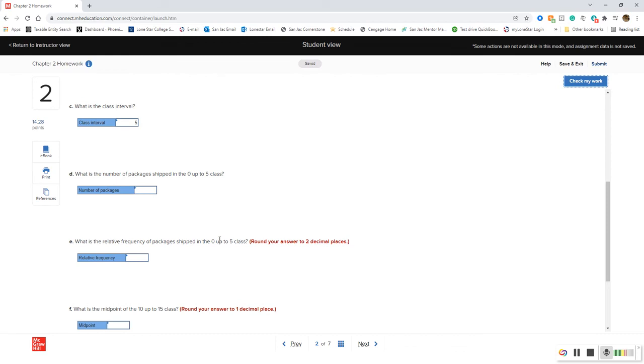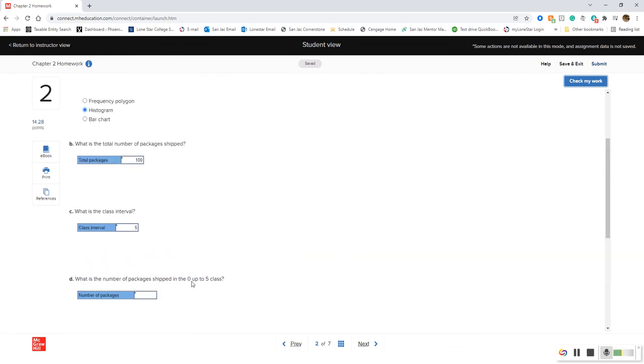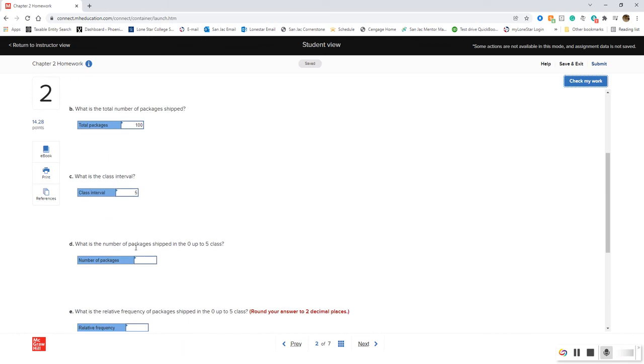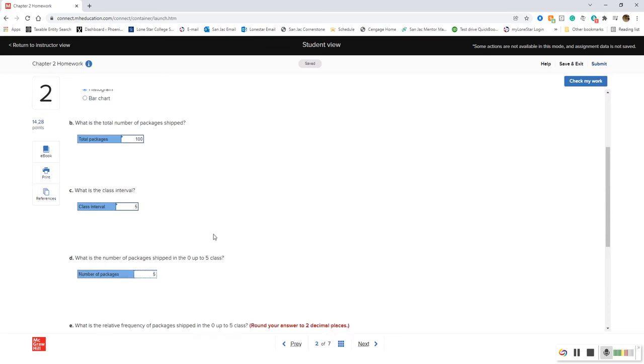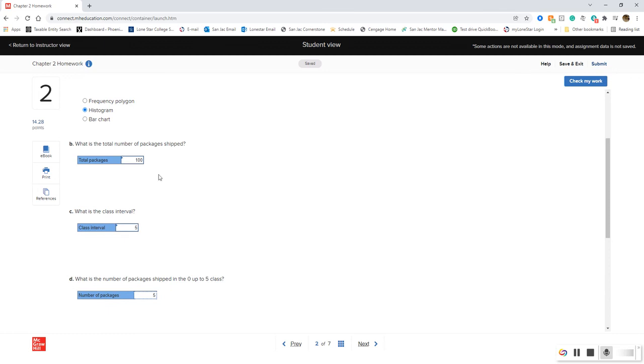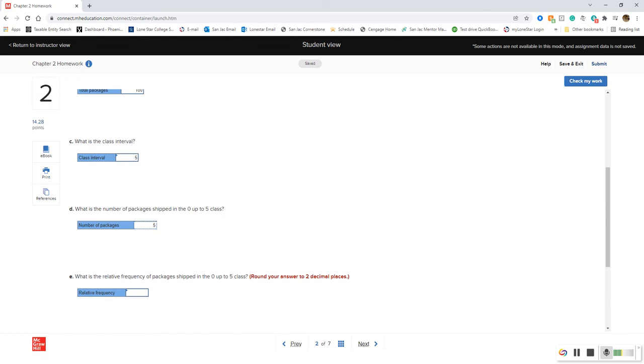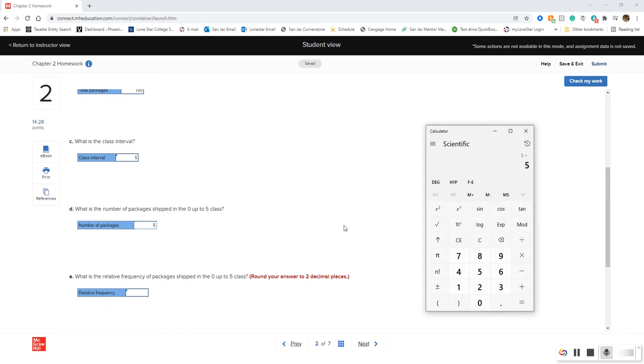Now, D asks for what is the number of packages shipped in the 0 to 5 class. It was 5. Okay. What is the relative frequency of packages shipped in the 0 to 5 class? Remember, relative frequency is taking the amount divided by the total. So again, for me, 5 divided by 100, 0.05.